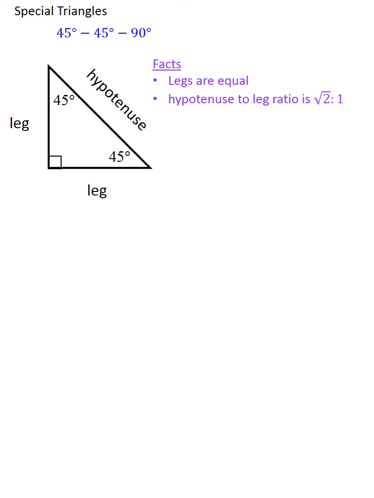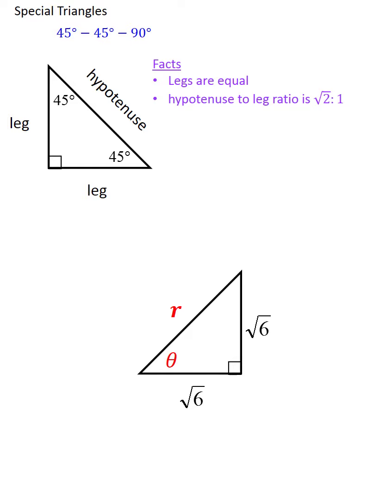Here's yet another example. Now they don't give us any angles here, but again, since the legs are equal, we can assume it's a 45, 45, 90 triangle, and since it is, theta is 45, and once again we can use this radical 2 to 1 ratio between the hypotenuse and leg. Now since the leg is known and the hypotenuse is longer, I'd have to multiply it by radical 2 to get the value of r.